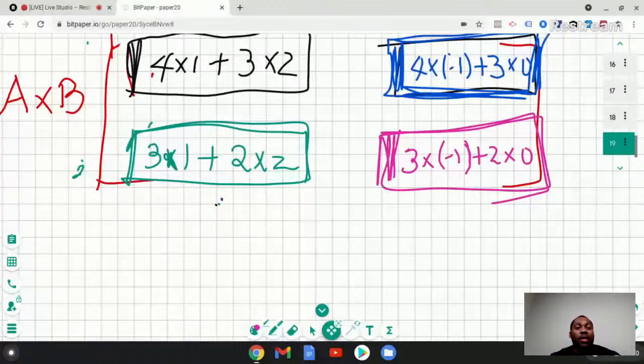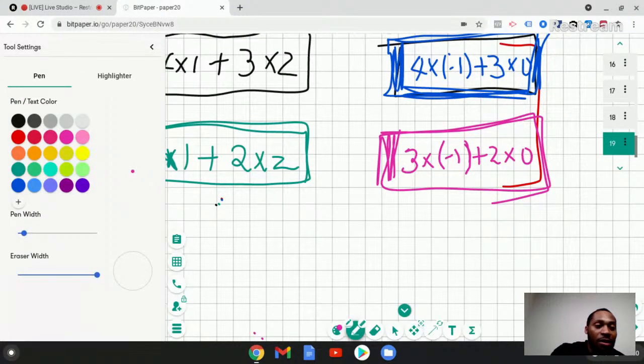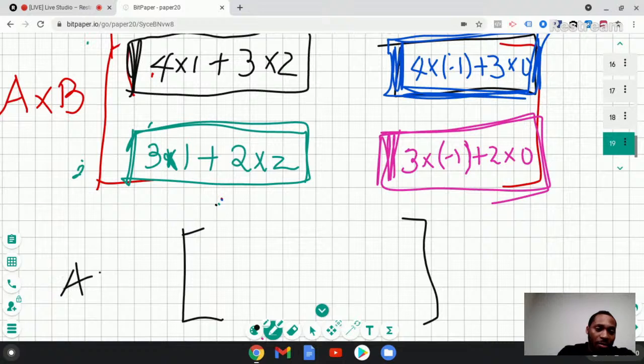So all we need now is this to solve for it. It's simple calculation, algebra, manipulation, whatever you want to call it. We can do that in black. So let's do everything else in black. A times B.